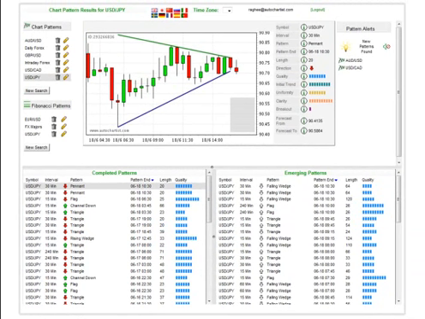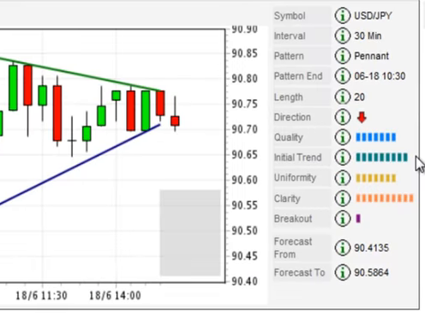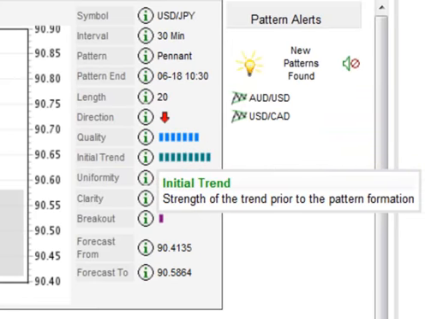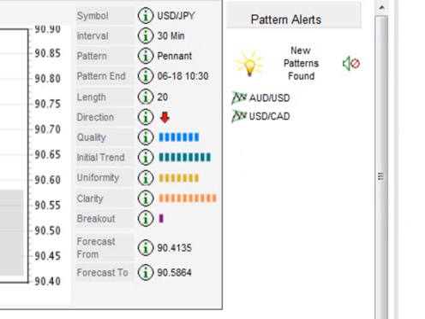Let's discuss the initial trend and how it applies to market cycles. The initial trend is a quality reading that accompanies each emerging and completed pattern. The initial trend is the strength of the trend prior to the pattern's formation. This means whatever the market direction was as the pattern was developing will influence the reading of this initial trend. The initial trend, as with all quality indicators, can have a reading of 1 to 10 bars.